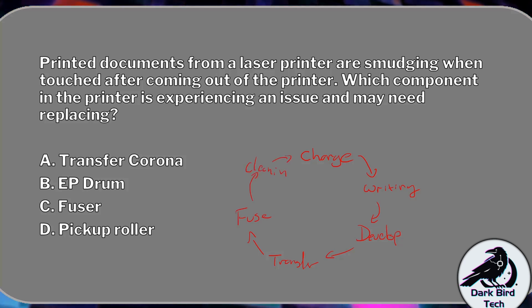So running through this, what happens is the EP drum gets an electrostatic charge. The laser then writes the image to the EP drum, which causes that part of the drum to discharge. The developing process is where the toner gets an electrostatic charge and gets passed over the EP drum. The parts that were discharged by the laser attract the toner to it. The transfer corona then pulls that toner onto the paper from the EP drum.